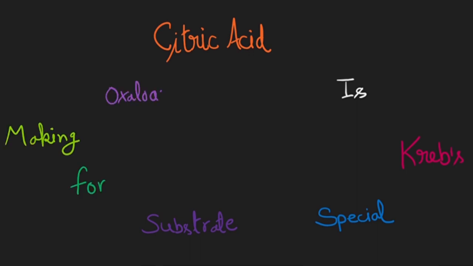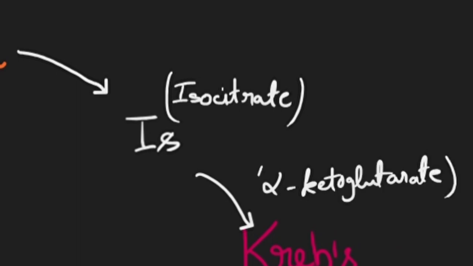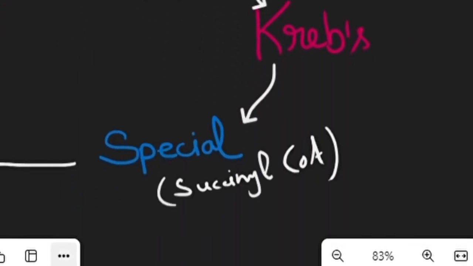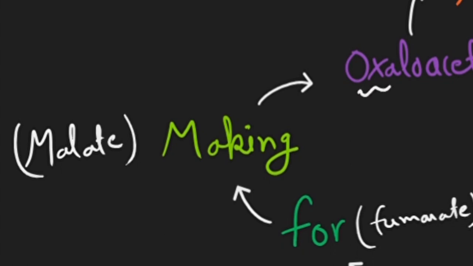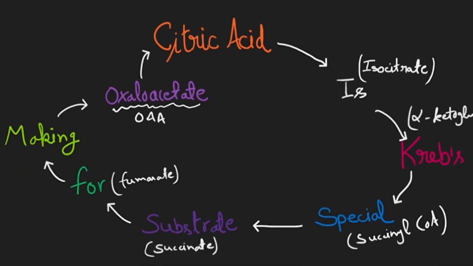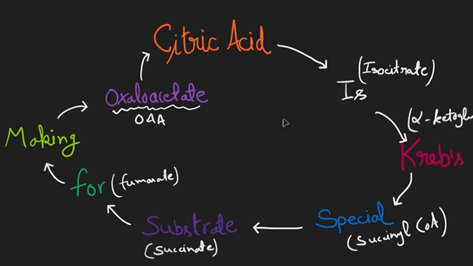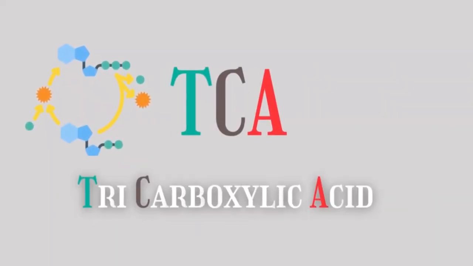Now, let's understand this. Citrate for citric acid, is for isocitrate. Krebs for alpha-ketoglutarate. Special for succinyl coenzyme A. Substrate for succinate. For fumarate. Making for malate. And finally, the oxaloacetic acid or oxaloacetate, OAA. This was the mnemonic to remember the different substrates that come in the cycle known as the Krebs cycle, also known as TCA or Tricarboxylic Acid Cycle.